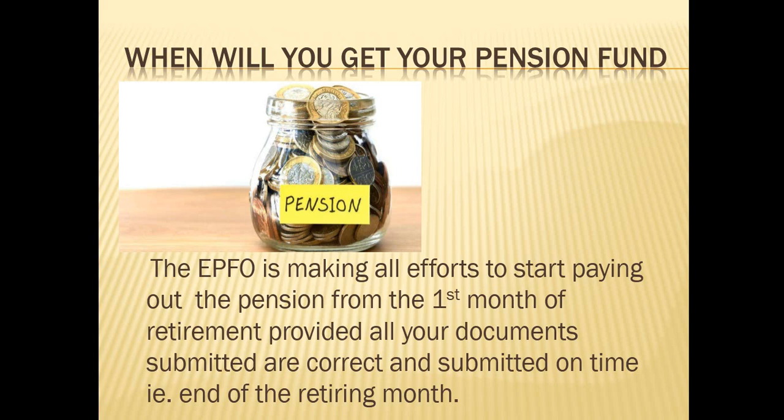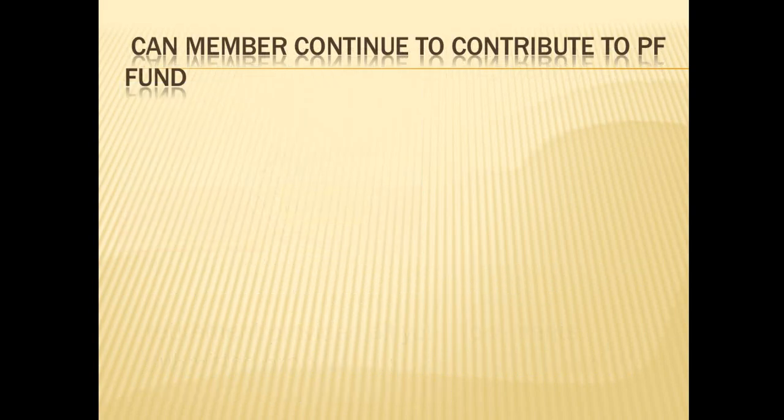So when do you actually apply for the pension fund and the PF? It is in the same month that you are retiring. Yes friends, you can start putting up your application for the PF withdrawal and also the pension fund in the same month that you are retiring.